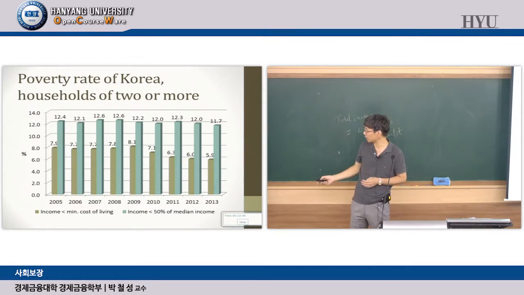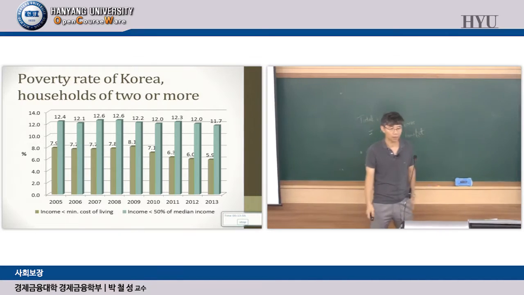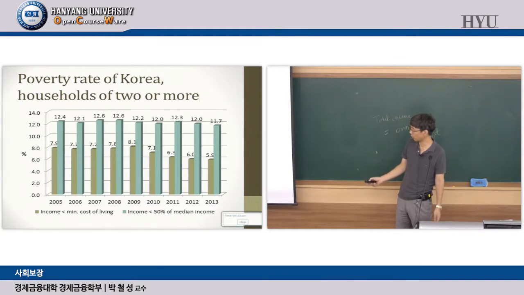And these households have less than half of that median income. People often call this the relative poverty rate.